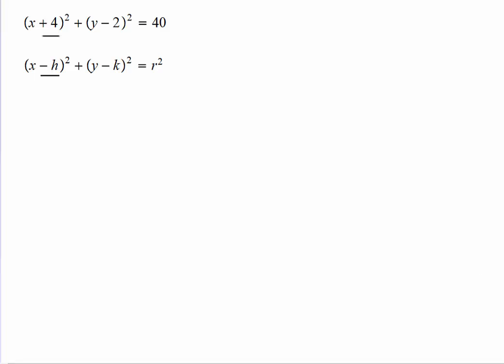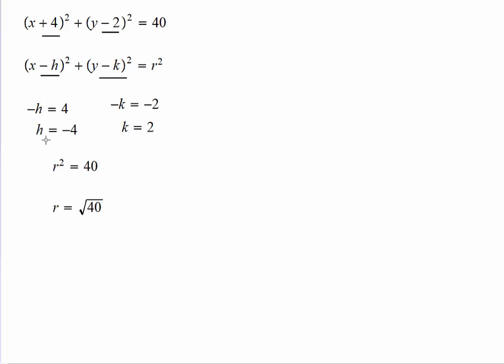This gives us that negative h is equal to 4, and that gives us h equals negative 4. Likewise, compare this portion with this. Negative k equals negative 2, meaning that k equals 2. And then r squared is 40.